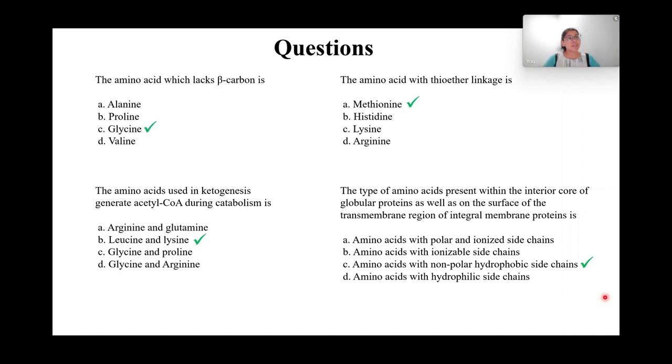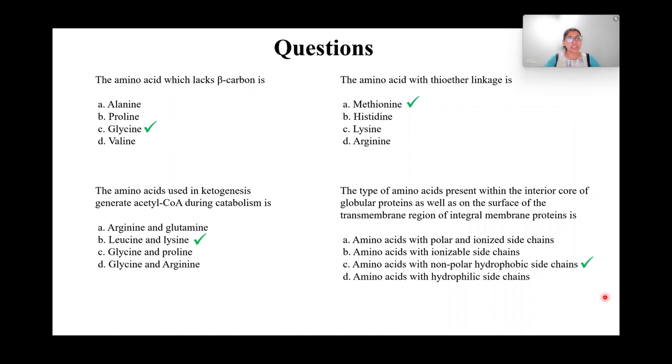Third is which one was used in ketogenesis. So for that, we have leucine and lysine. And again, the ones which are present in the transmembrane domain are the ones which are non-polar and hydrophobic. So you see, hydrophobic means they do not interact with any water. So they have to be in the interior of the membrane, and they're non-polar as well. So that's why these are the amino acids that will be present in the transmembrane domain or on the interior core of any protein.